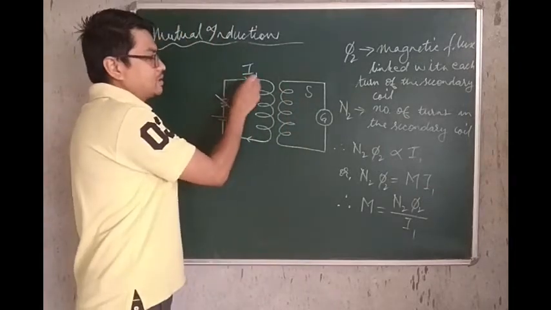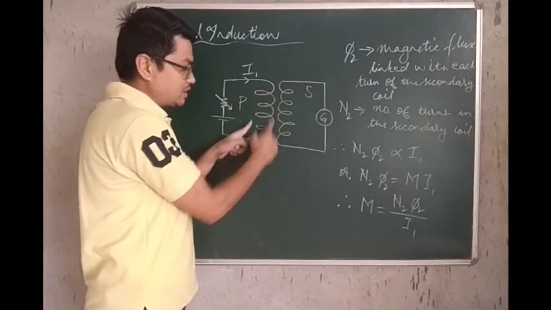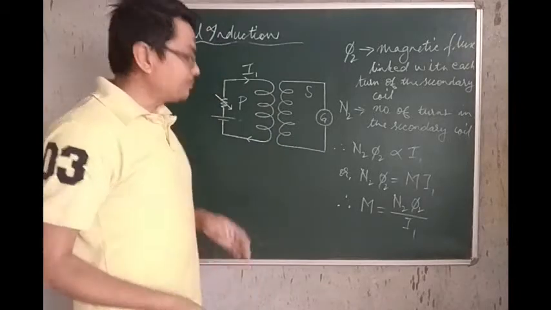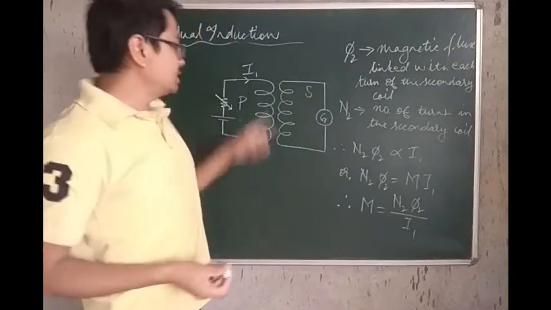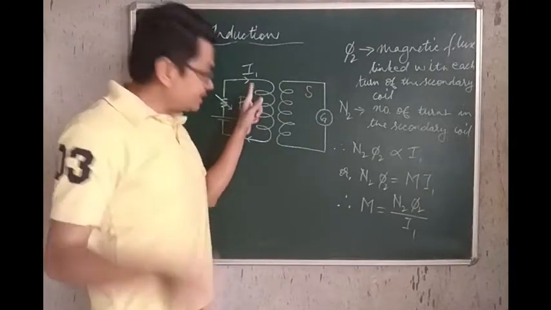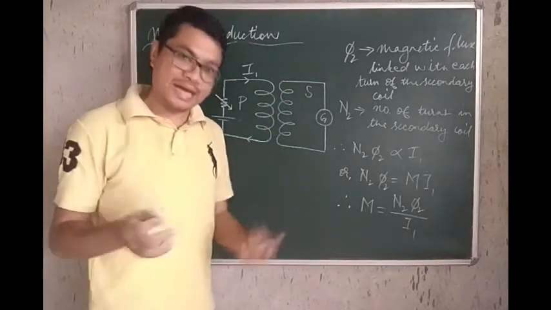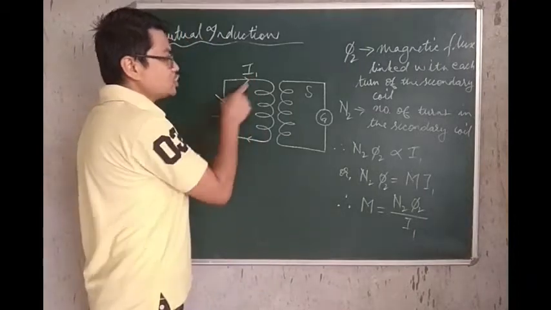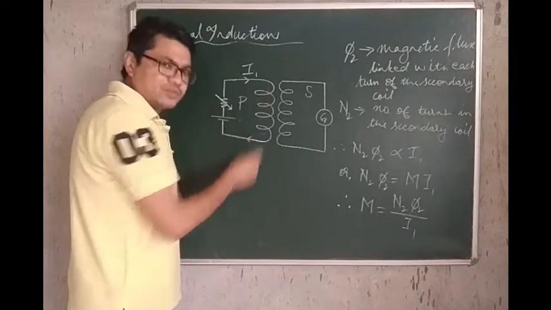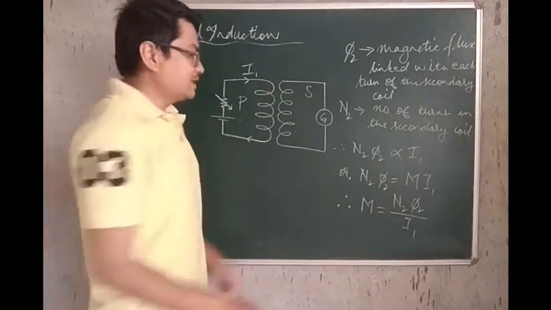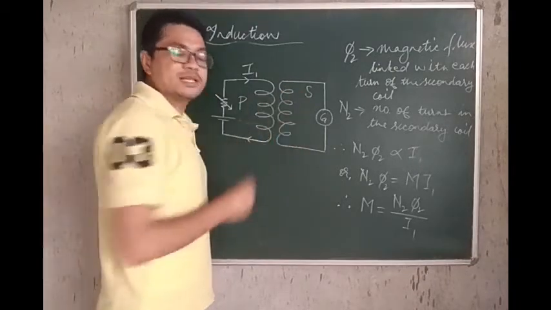So, when there is current flowing through the primary coil, there will be flux linked with each turn of the primary coil, of course. But if the secondary coil is very close to the primary coil, then due to current flowing through the primary coil, there will be flux linked with each turn of the secondary coil as well. And when there is a change in current flowing through the primary coil, then there is a change in magnetic flux linked with the primary coil. But again, there will also be a change in magnetic flux linked with each turn of the secondary coil as well.